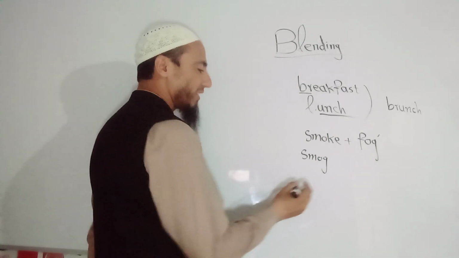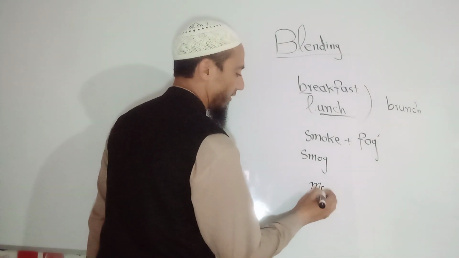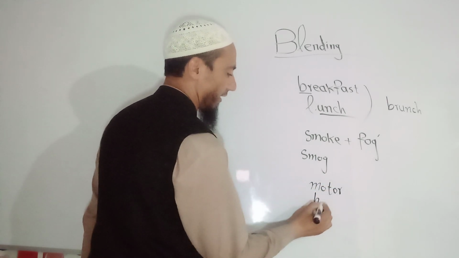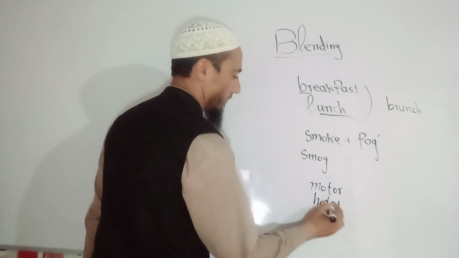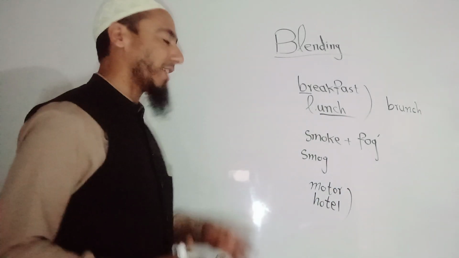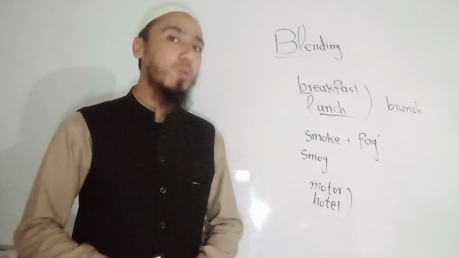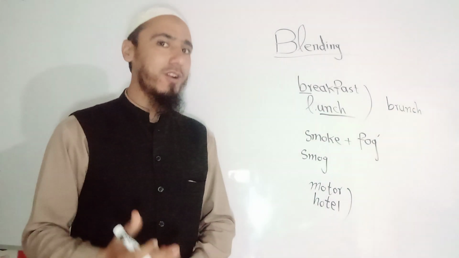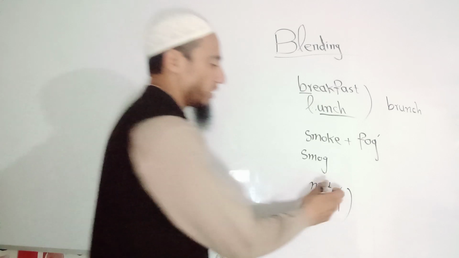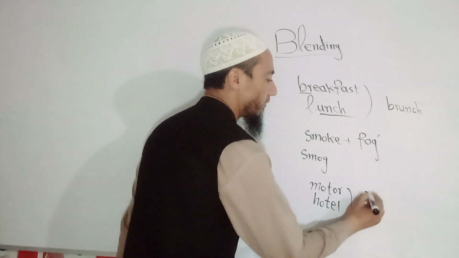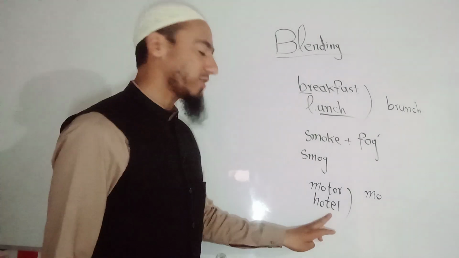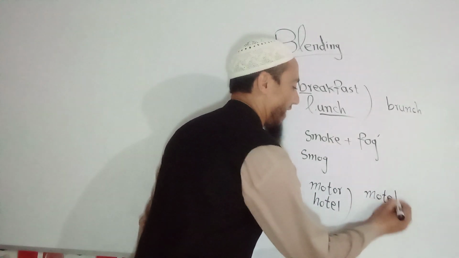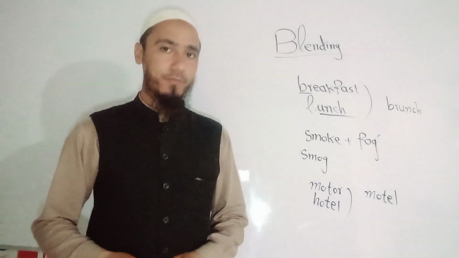And let me share another example, like motor and hotel. You see, motor and hotel, these are two words. How do we form a new word in the form of blending? Take the first part, that is mo, and then the next part, that is tel: motel. So it produced the new word motel.